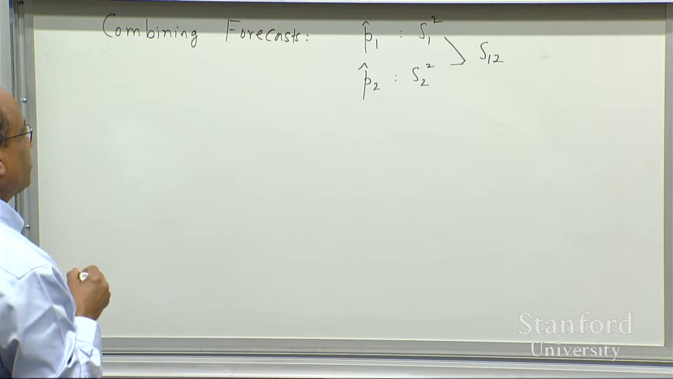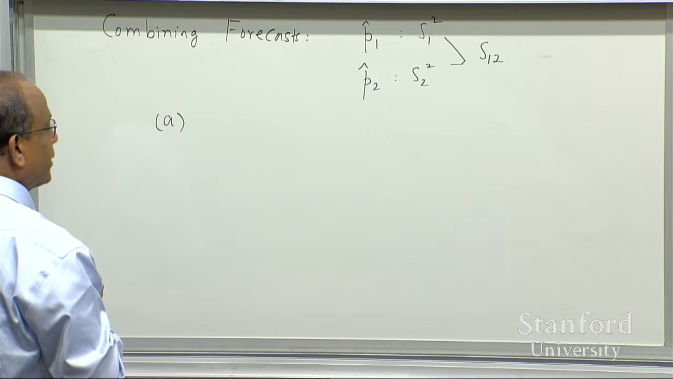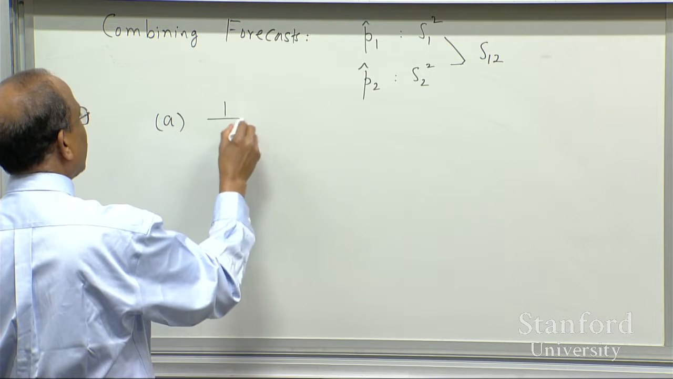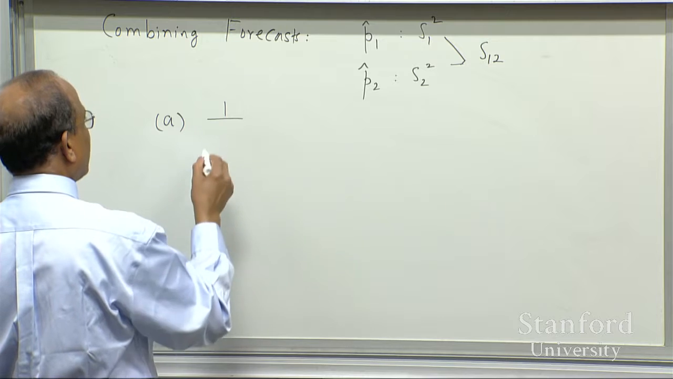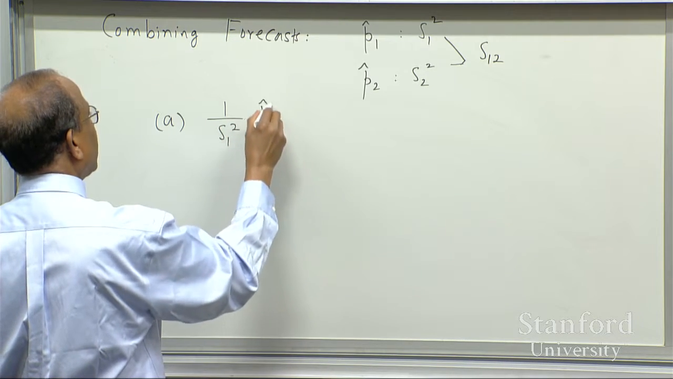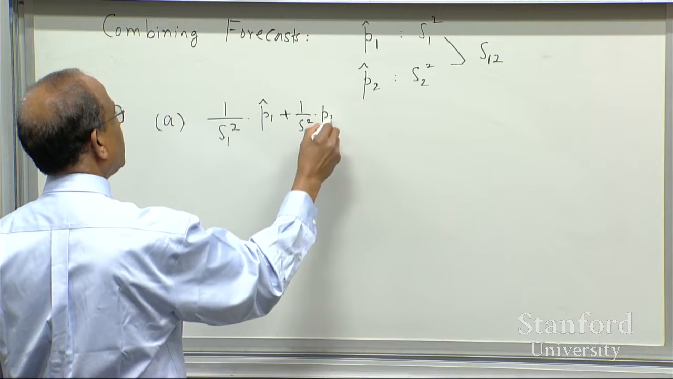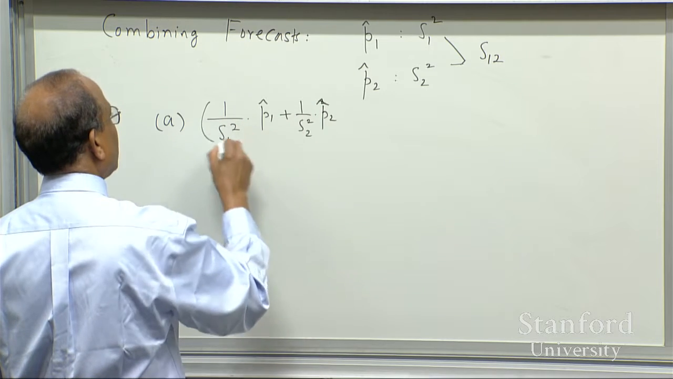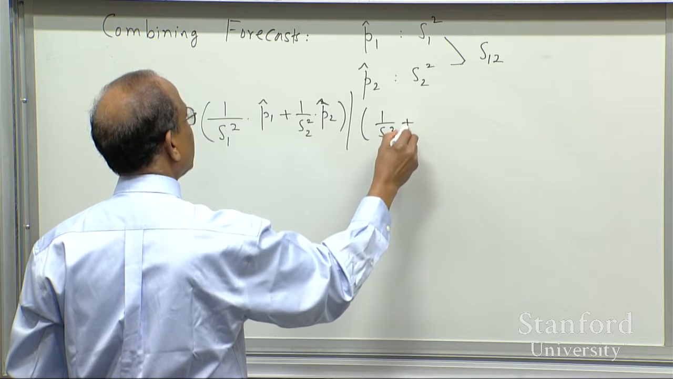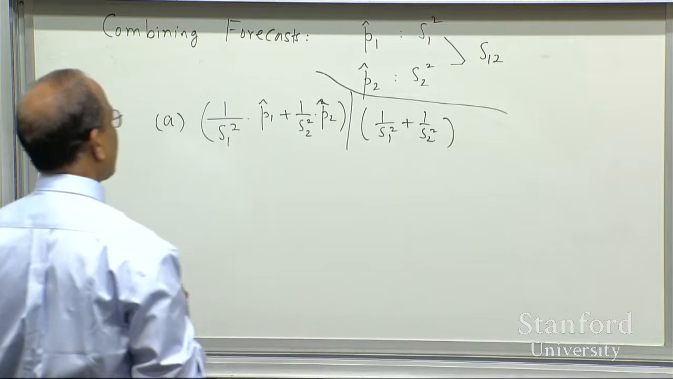So, there are various methods people have talked about. The first method is that the one with higher variance should get less importance. So, you can say 1 over S1 squared times P hat 1 plus 1 over S2 squared times P hat 2, divided by 1 over S1 squared plus 1 over S2 squared. This is one approach that you can take.